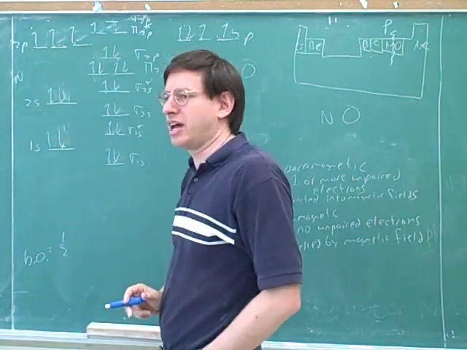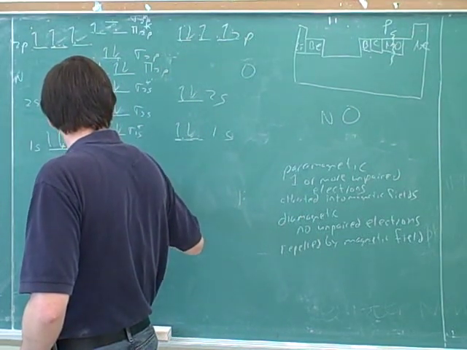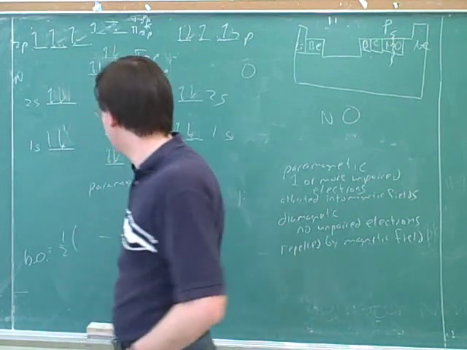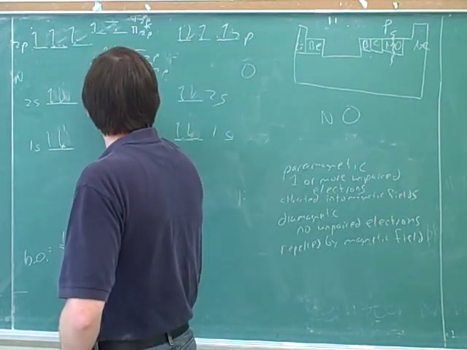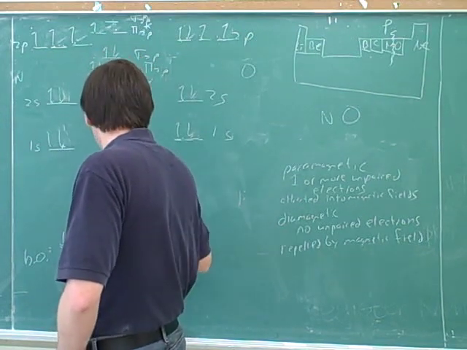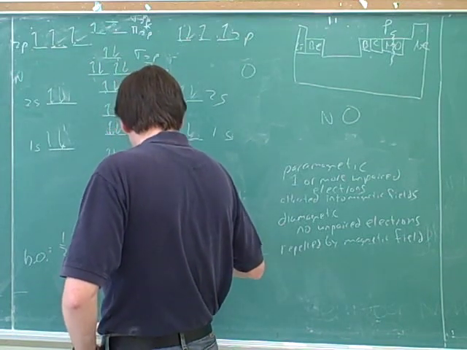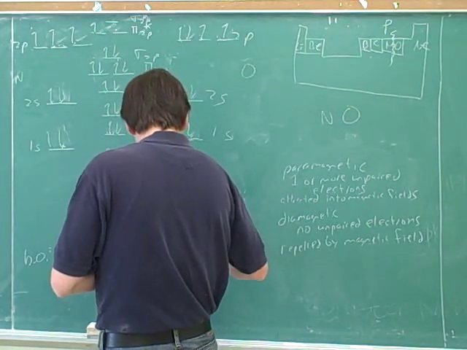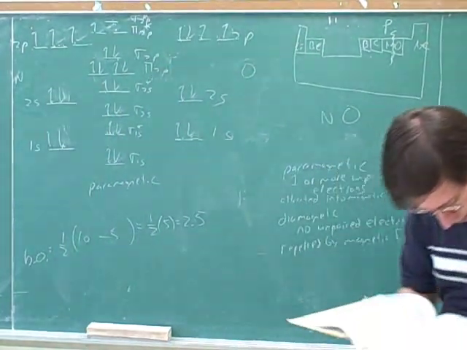Okay. Paramagnetic or diamagnetic? Paramagnetic. All right, and what should we plug in for the numbers for the bond order? 10. 1, 2, 3, 4, 5, 6, 7, 8, 9, 10. And 5. So what did you get as the bond order? 2.5. 2.5. Okay, good.